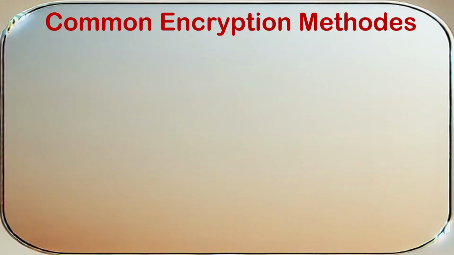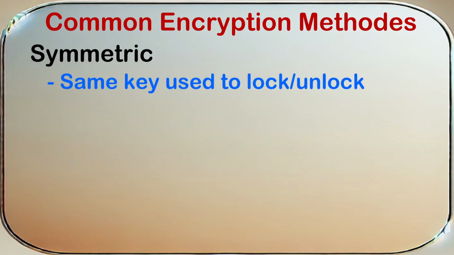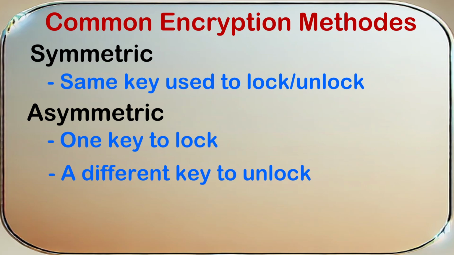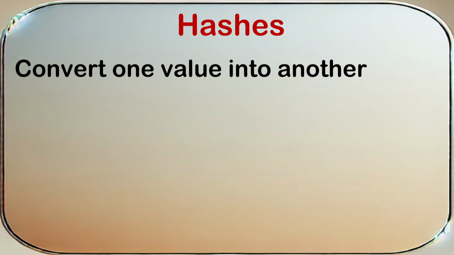There are 2 types of encryption methods, symmetric and asymmetric. Symmetric encryption uses the same key to encrypt and decrypt the data. Asymmetric encryption uses one key to encrypt and then a different key to decrypt. These are referred to as public and private keys. When you're working with these encryption methods, different techniques are used to help safeguard your data. One technique is known as hashing. Hashing is the process of converting one value into another using a mathematical algorithm like MD5 or SHA.